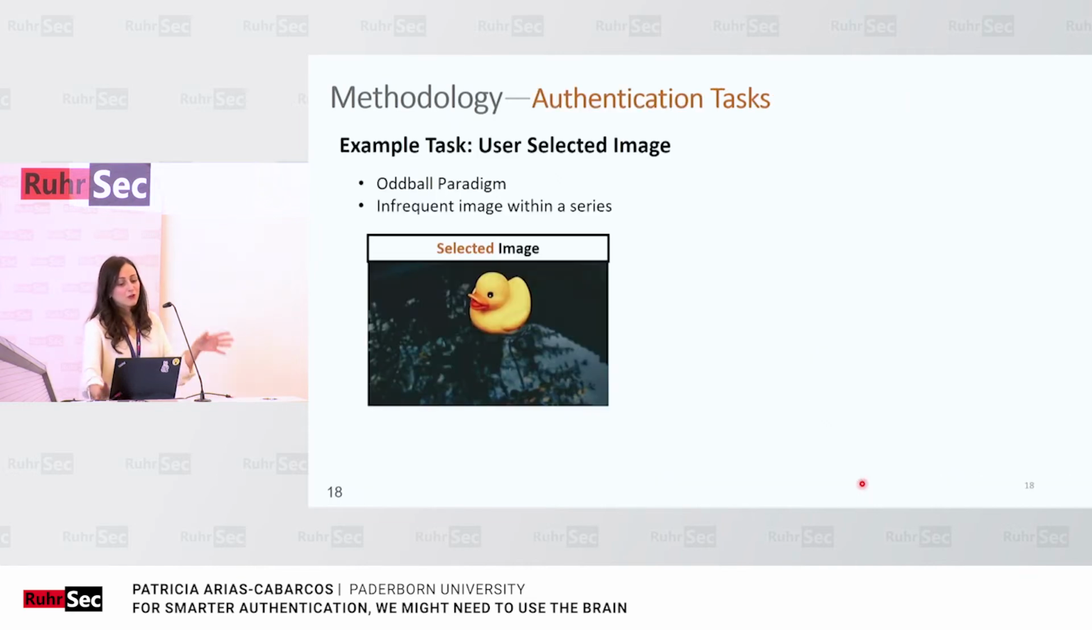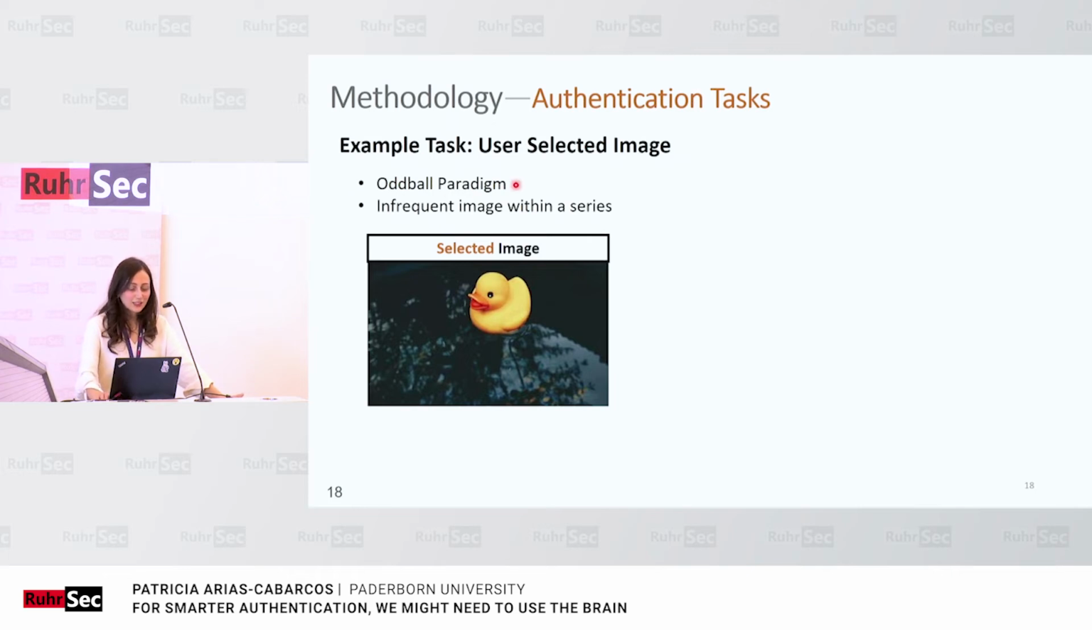Before going into the results, I want to tell you a little bit more about what these authentication tasks look like for the end user. How do I authenticate with a brainwave-based system? One example of these 5 tasks was a user-selected image. This task is built on a neuroscience paradigm called the oddball paradigm.